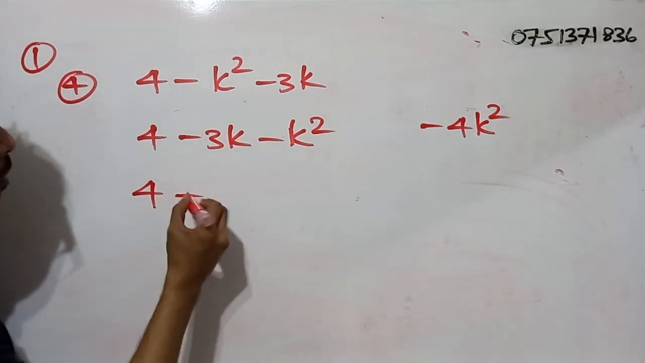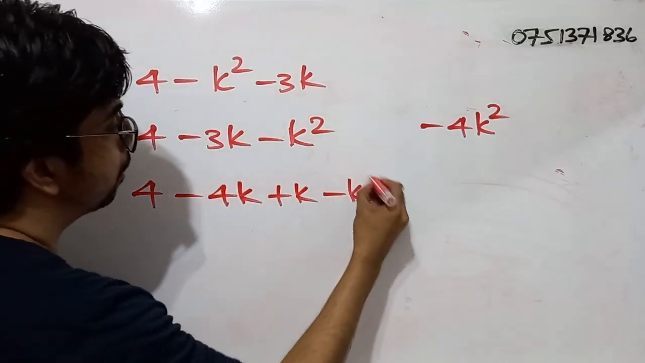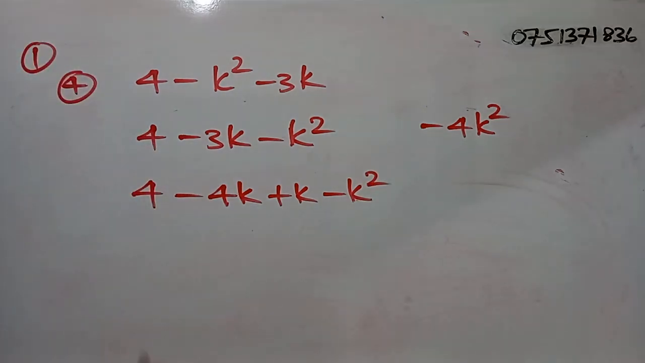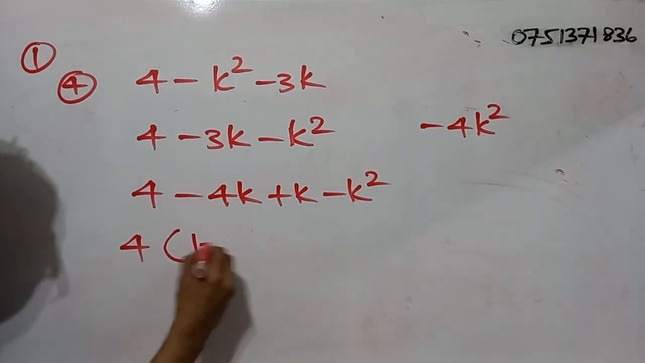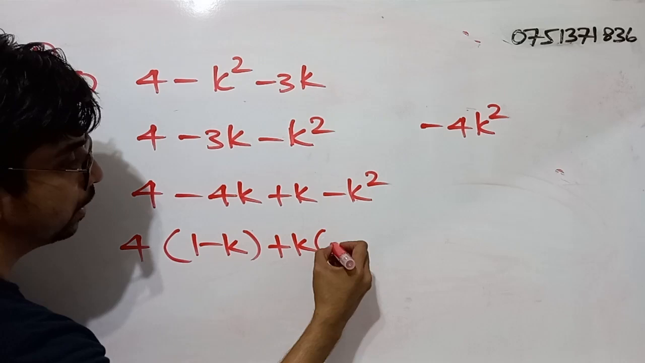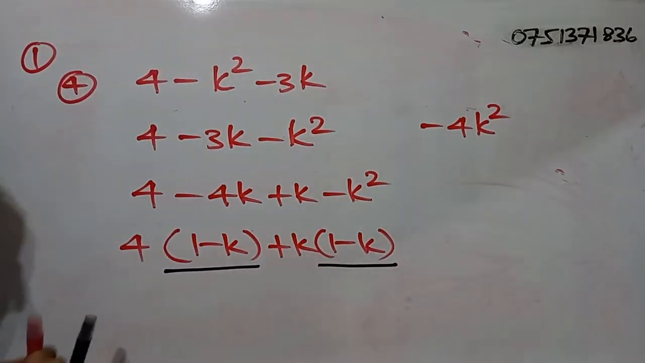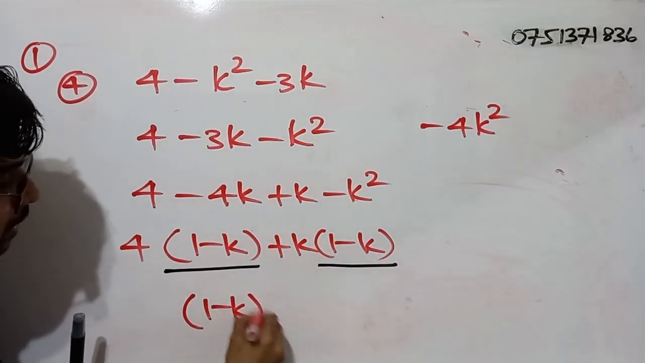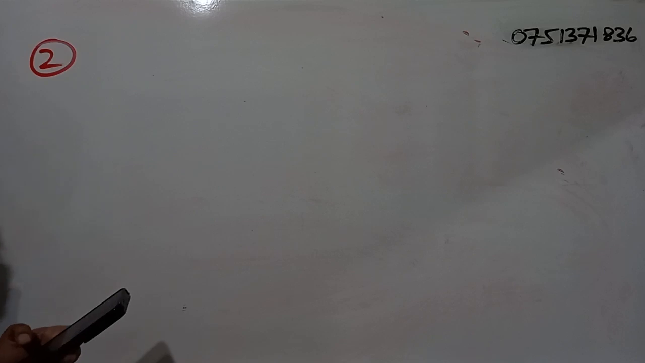So 4 minus 4k plus k minus k square. When we consider these two, common factor is 4. Then 1 minus k. Consider these two, common factor is k. So 1 minus k. We have two expressions which are common. So 1 minus k and 4 plus k. That's the answer.